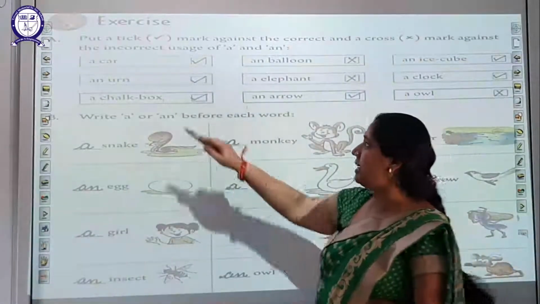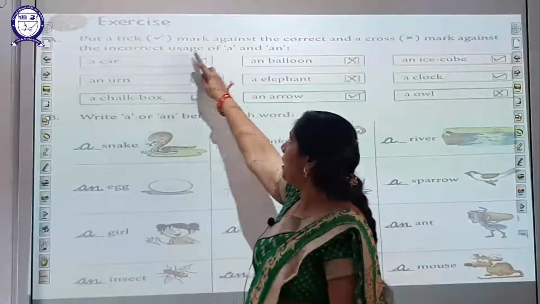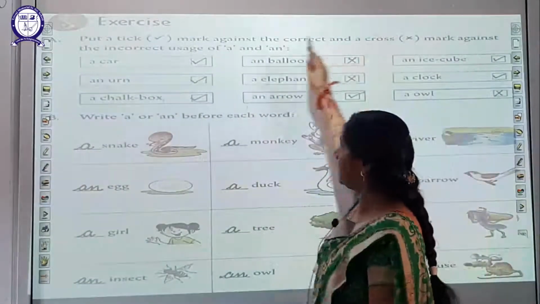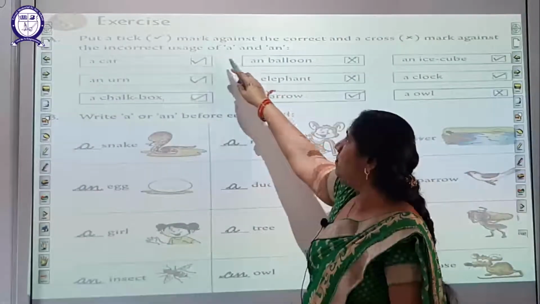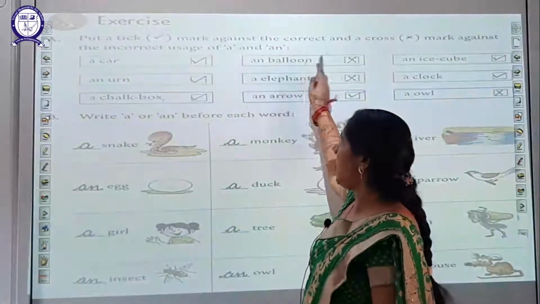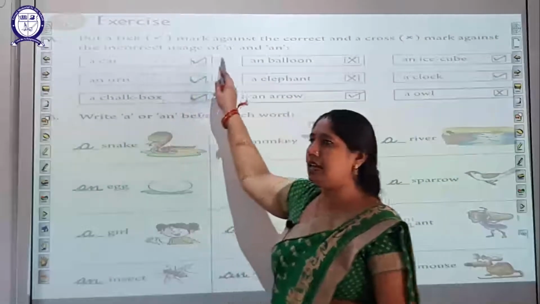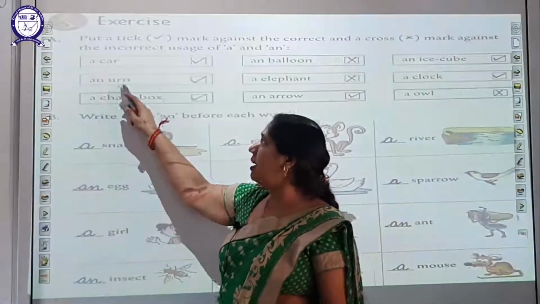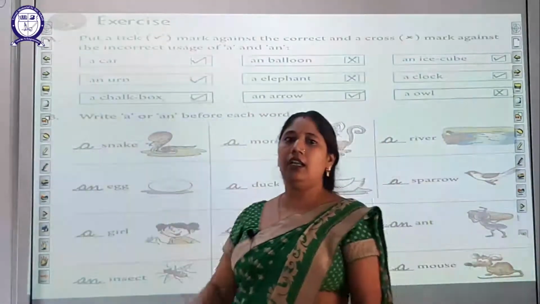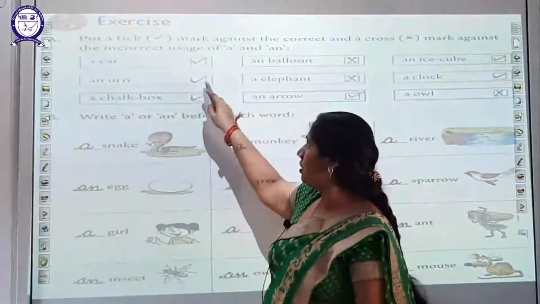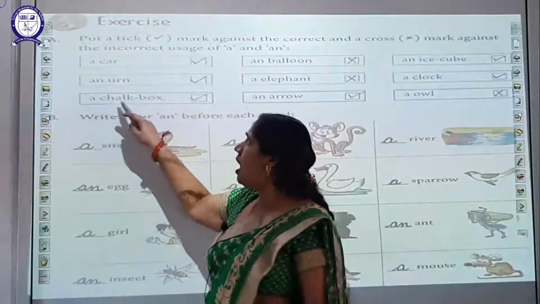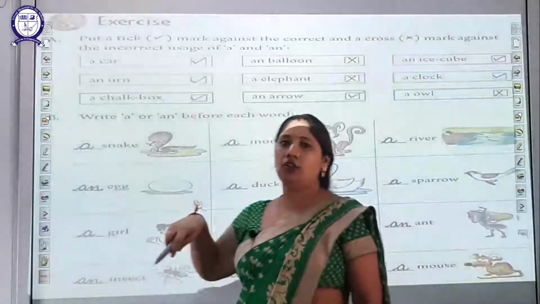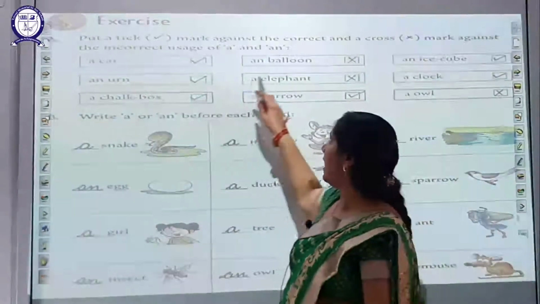Let's do some exercise of these a or an. Put a tick mark against the correct and cross marks against the incorrect uses of a or an. A car. This is correct because C is a consonant sound. An urn. So students, U is a vowel sound. So this is correct. A chalk box. So ch is a consonant sound. So this is correct.